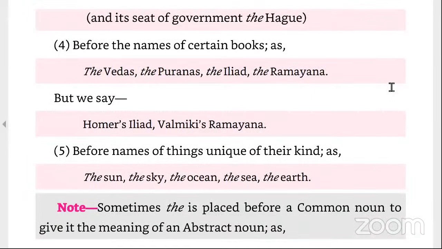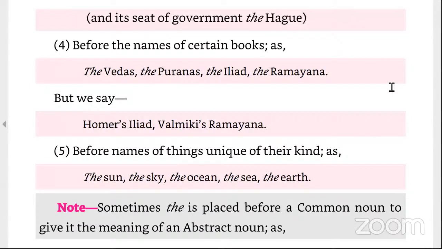Before the names of certain holy books: the Holy Bible, the Vedas, the Puranas, the Ramayana. But when we mention who was the author of the book, there we don't use the. For example, we may say Valmiki's Ramayana because Valmiki is the writer, Ramayana is the book. So I don't need to use the before that. Homer's Iliad: Iliad is the composition, Homer is the poet. We don't use the anymore, because by mentioning the name of the author, only one meaning comes out. Next, before the names of things unique of their kind.